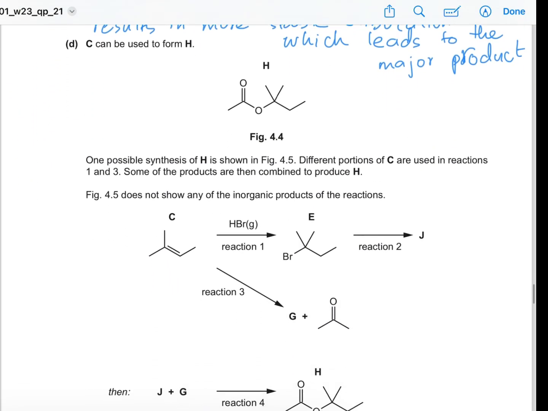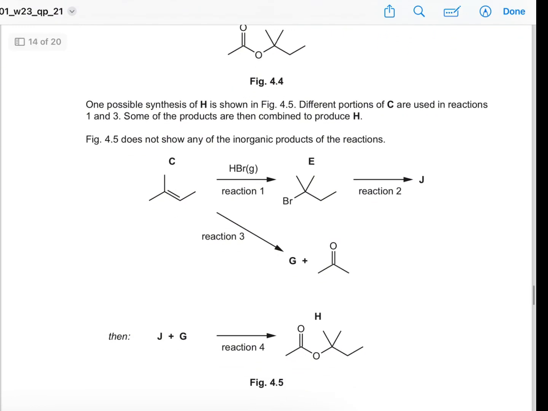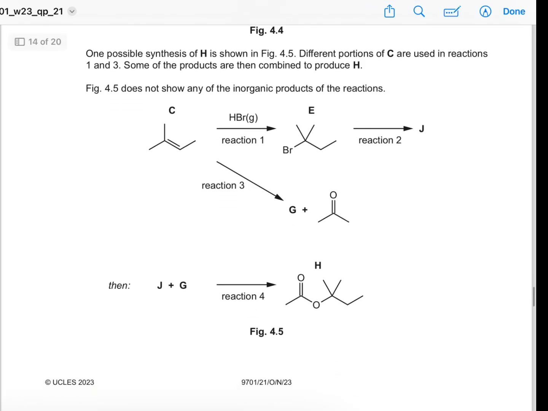Part D, C can be used to form H. One possible synthesis of H is shown in figure 4.5. Different portions of C are used in reactions 1 and 3. Some of the products are then combined to produce H. Figure 4.5 does not show any of the inorganic products of the reaction.